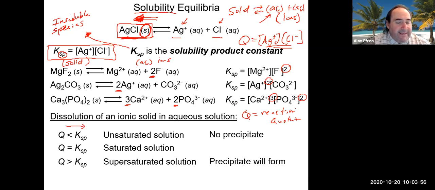If Q is equal to the KSP, then we would have a saturated solution. A saturated solution is pretty much the point where you've hit the maximum amount of solute that will dissolve in a solvent.